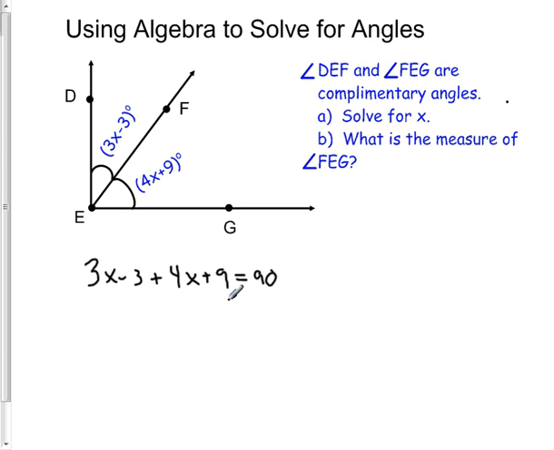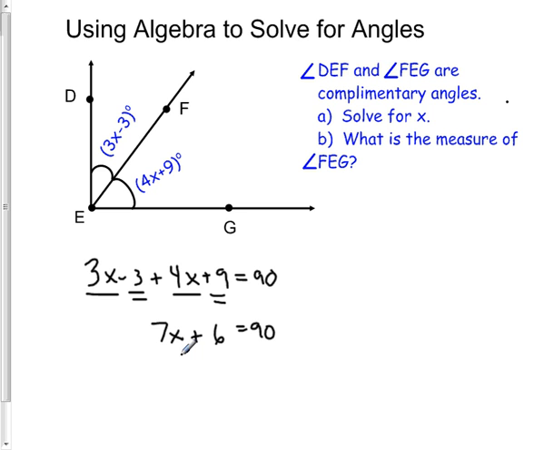Okay? And now it's just an equation that we're going to solve. So we're going to combine like terms, 3x and 4x. That's going to give us 7x. And then minus 3 and plus 9. I like to give the same symbol for the like terms. Minus 3 and plus 9 is plus 6.